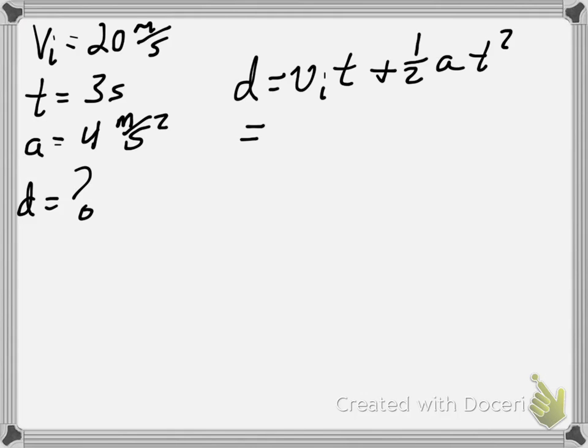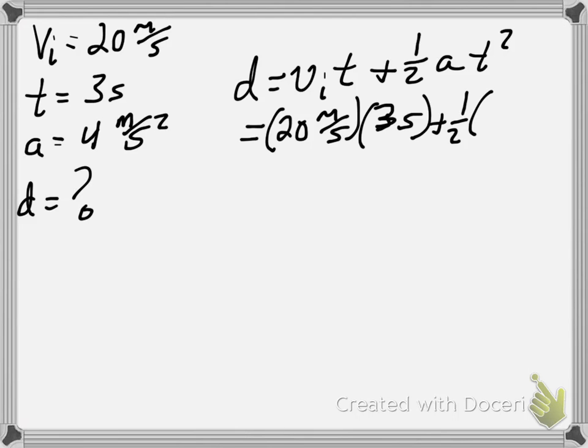Okay. So this is going to be 20 meters per second times 3 seconds plus 1/2 times 4 meters per second squared times 3 seconds quantity squared. Okay. Now the square just goes over the t. That's very important to remember. The square just goes over the t. And so let's do the math now.